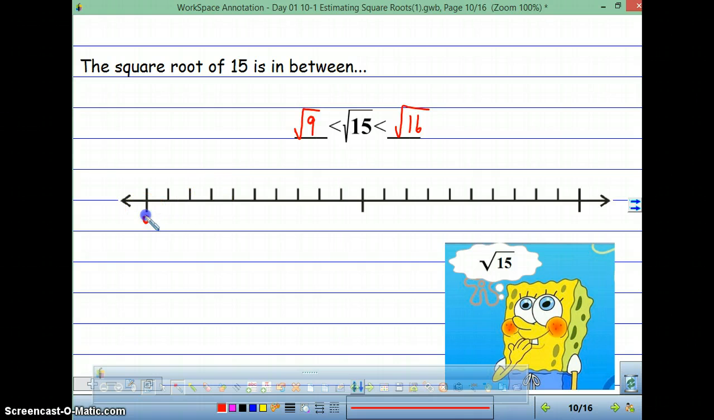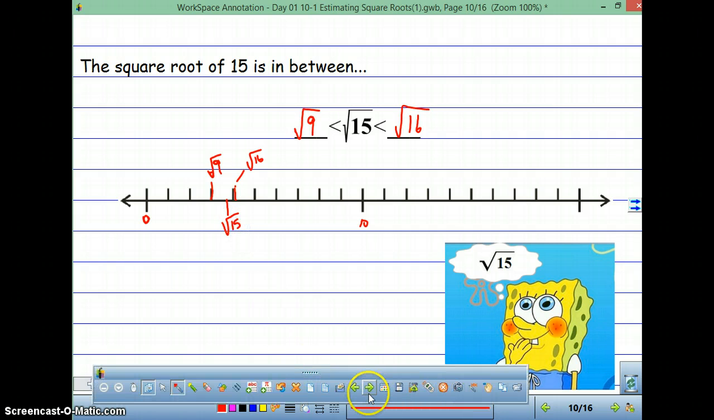So if this is 0, and this is 10, square root of 15, well, square root of 9 is right here. That's 3. Square root of 16 is right here. That's 4. And the square root of 15 is probably right about here. If you put it in a calculator, you're going to find an irrational number.